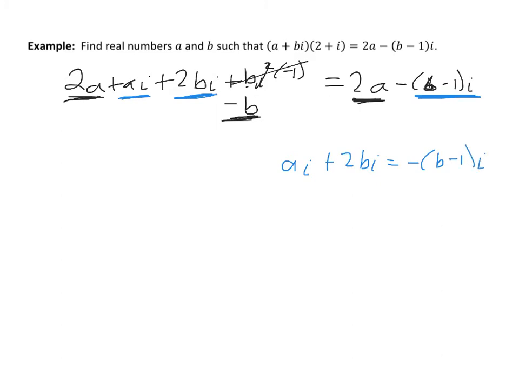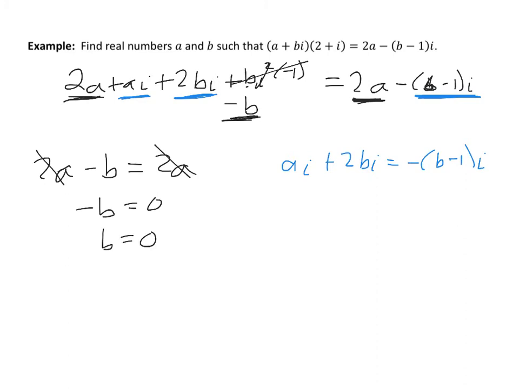And the real parts, I've got 2a minus b on the left and 2a on the right. Well, this actually works out really great for us. These two a's effectively cancel out. I get that negative b is 0, which means that b has to be 0.